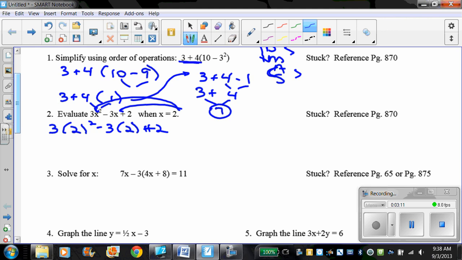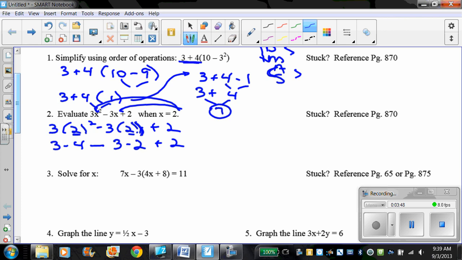Now to evaluate, we have to use our order of operations again. My smartboard is a little misaligned here. That is a parenthesis, by the way, right here. There's nothing else there. Okay, so I look inside the parentheses. There's nothing to simplify within here, so we're moving on to the next thing, which is exponents. We have this 2 squared over here, so it's going to be 3 times 4 minus 3 times 2 plus 2, and I can drop the parentheses because there's nothing within them.